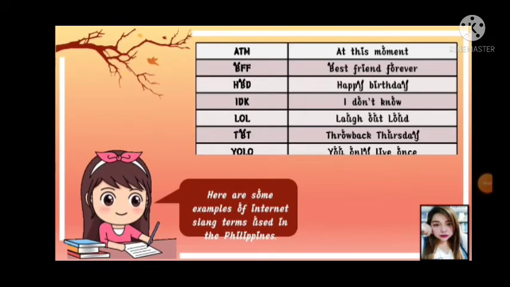Here are some examples of internet slang terms used in the Philippines. Somehow you are familiar with these words. ATM means at this moment. BFF, like, you're my BFF. It means we are best friends forever, or you are my best friend forever.